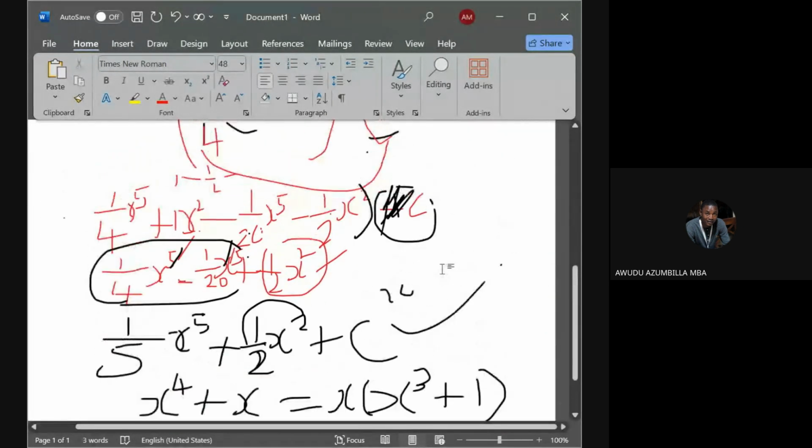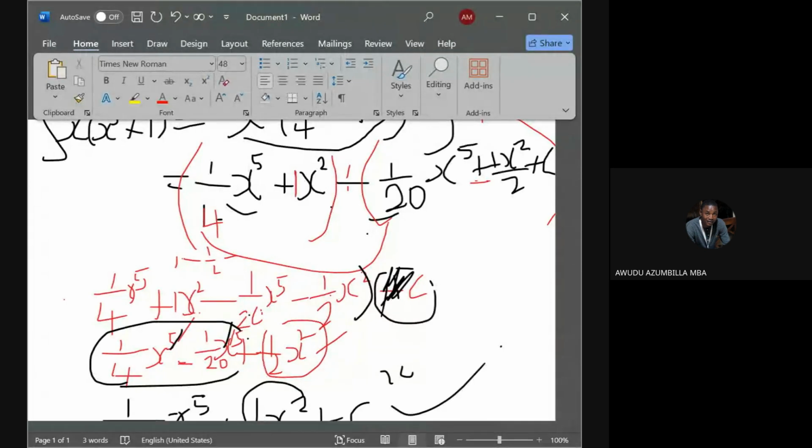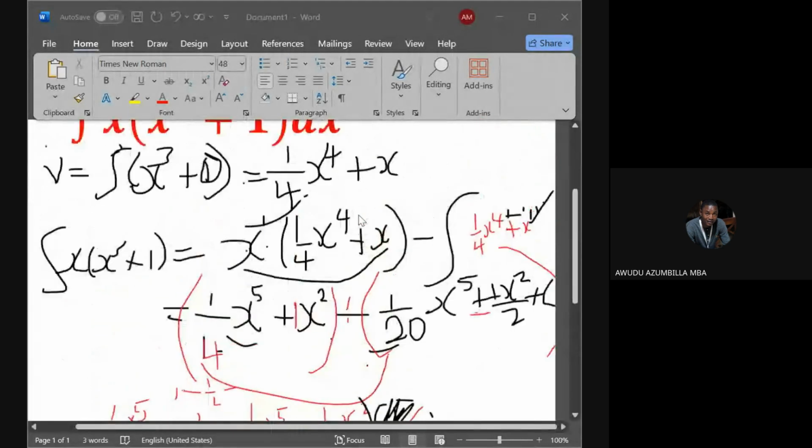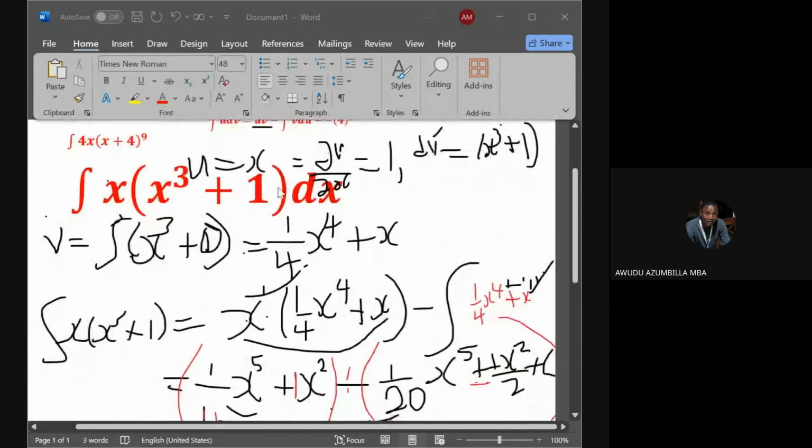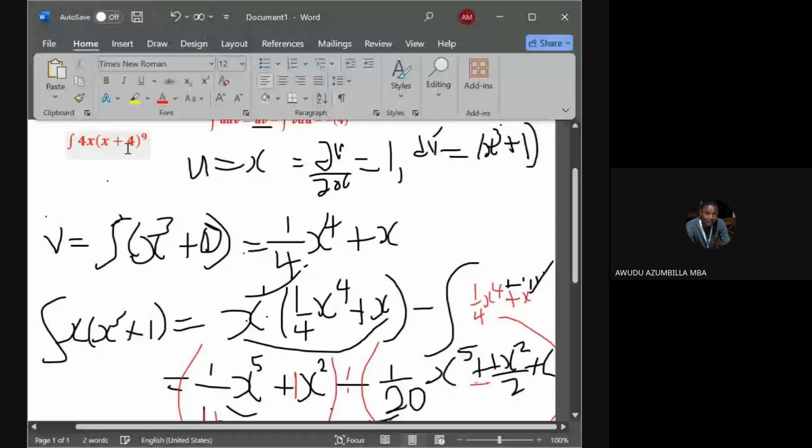So I've demonstrated 2 examples. Now let's go to integration by substitution. Yes, integration by substitution. So let me go to the slides again. I'll come back to the board so that there's an example for us to solve. So let me clean this board here.